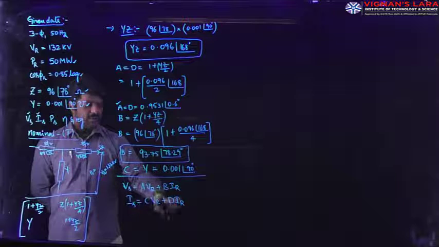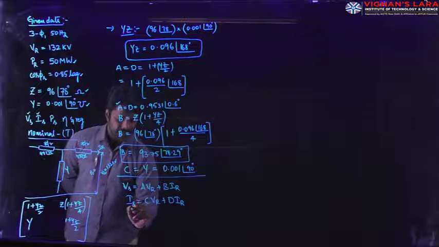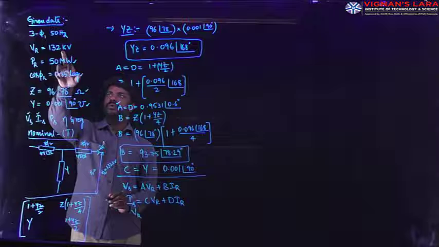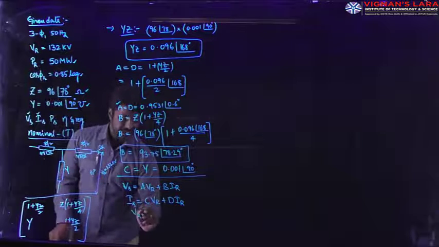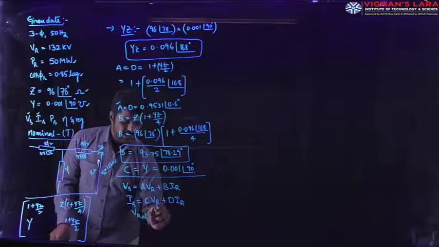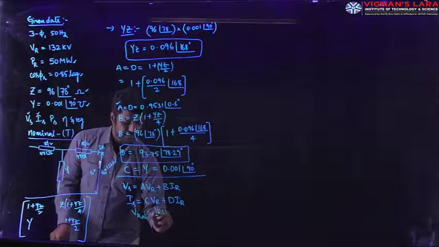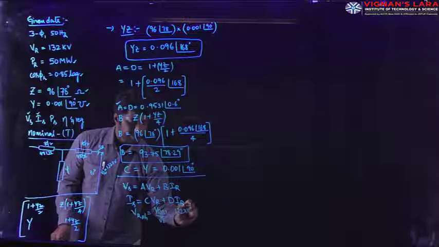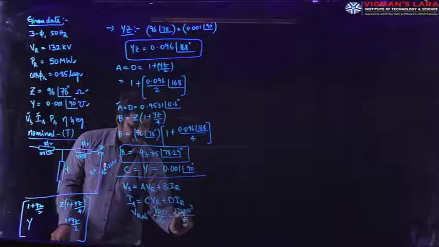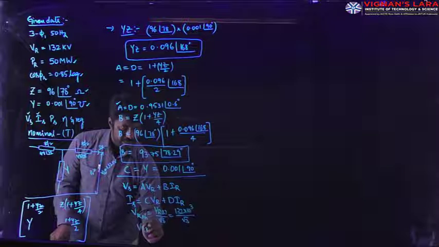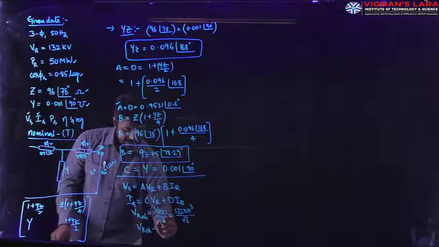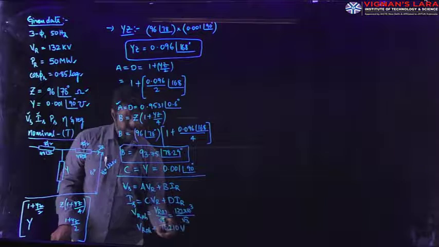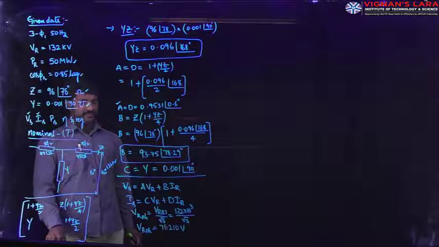VR, IR should be known values. VR is directly given in the problem as a reference, but they have given it as the line value. If you verify it, 132 kV, it is a line value. Convert that into phase value. V phase is equal to VL by root 3, 132 kV by root 3. In calculation, if you simplify it, you will get the reference voltage VR per phase as 76,210 volts as a phase voltage.